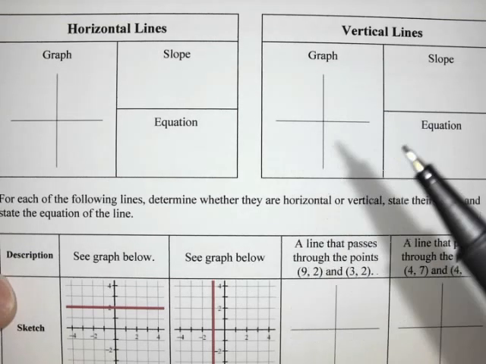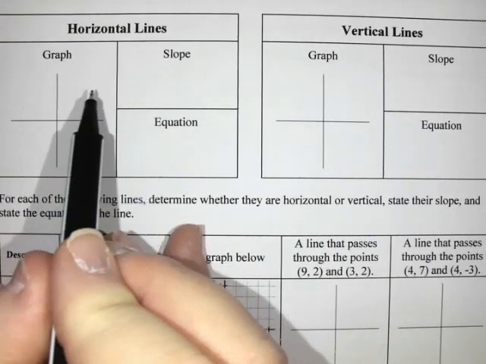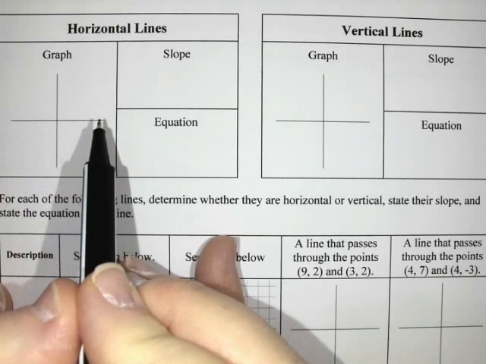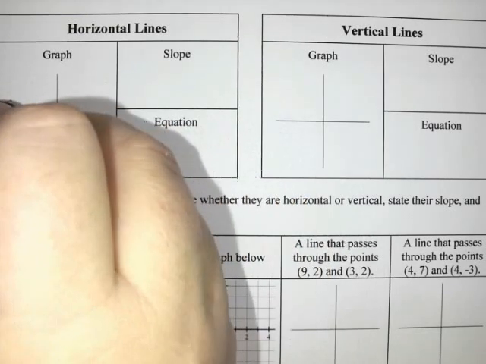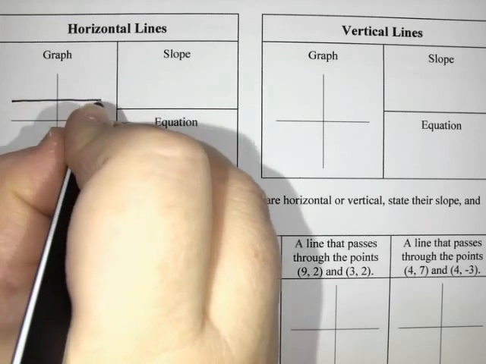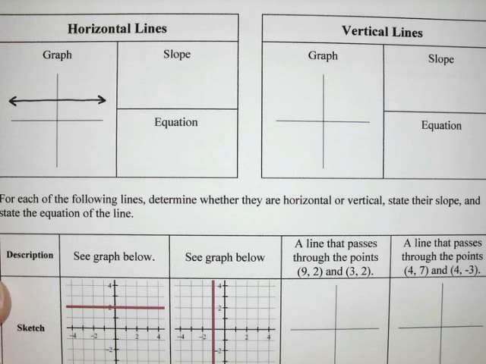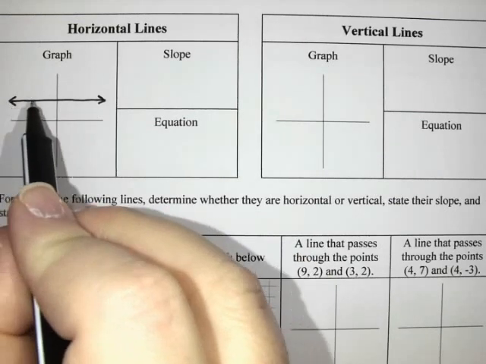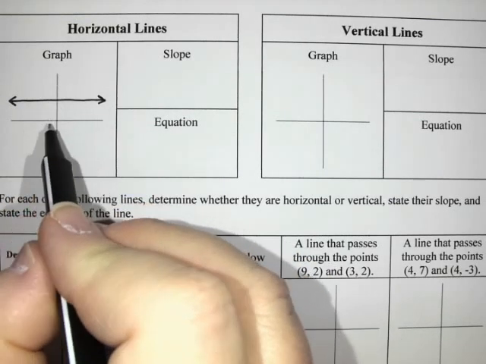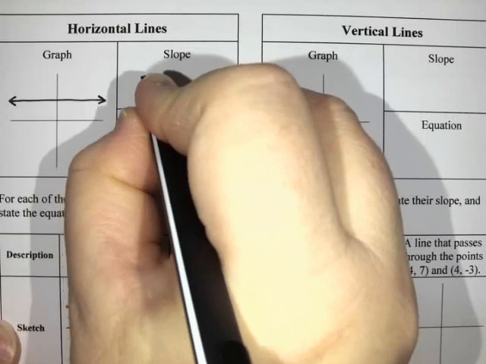A horizontal line is one that goes from left to right, and it should be parallel with your x-axis. I'm just going to draw a rough sketch of a horizontal line. Horizontal lines, the one that we did our experiment with, we learned had a slope of 0. It's a flat line. It's not moving up or down. So our slope worked out to be 0.